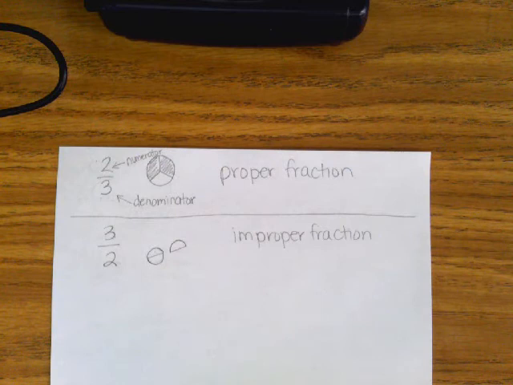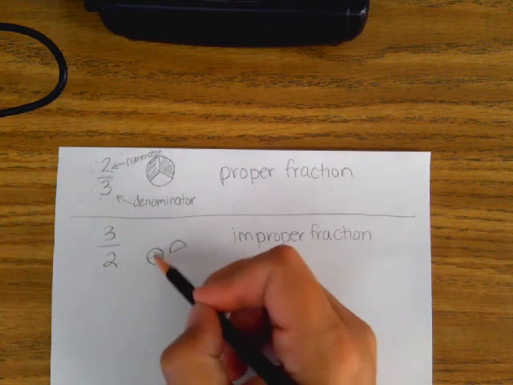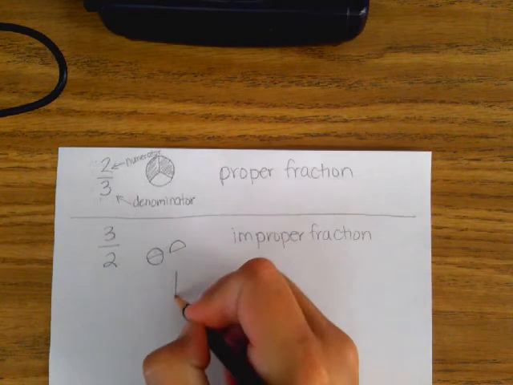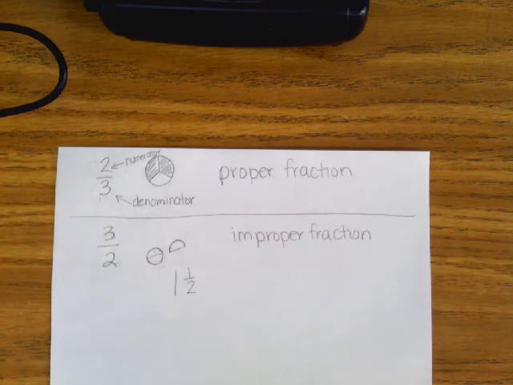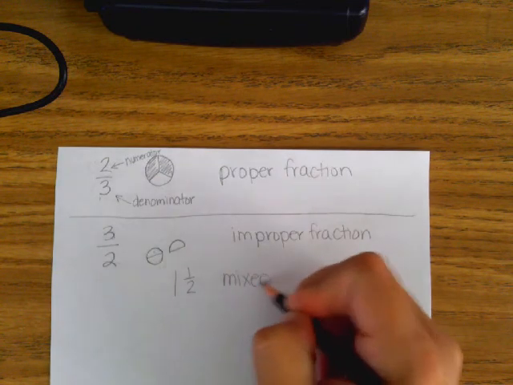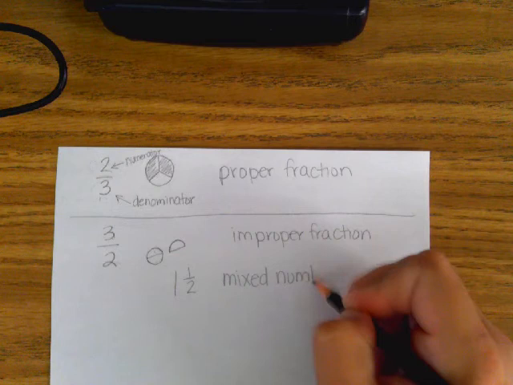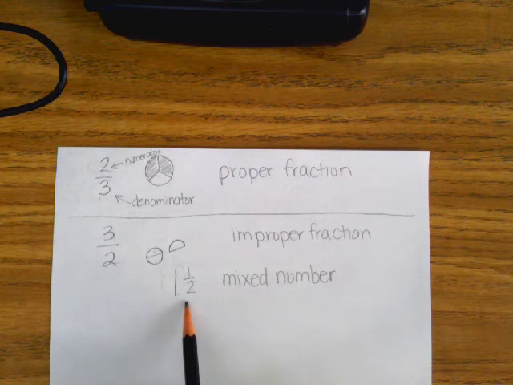We can convert an improper fraction to a mixed number by putting those parts together to make a whole with some parts left over. For example, if I use this picture, I put 2 parts together to make one whole, and then I have 1/2 left over. This is called a mixed number. A mixed number has a whole number and a fractional part.